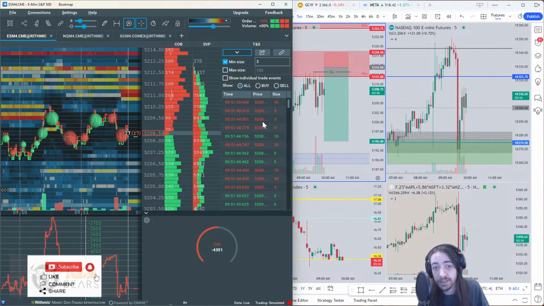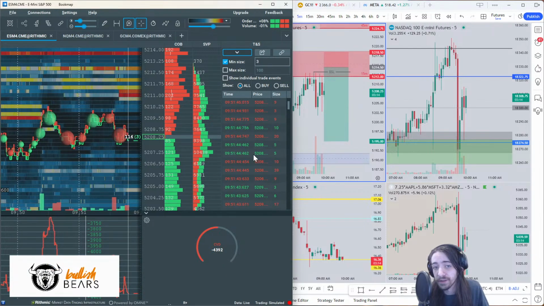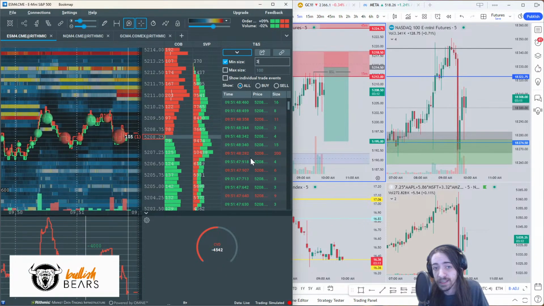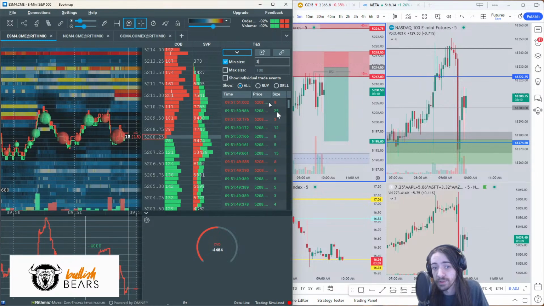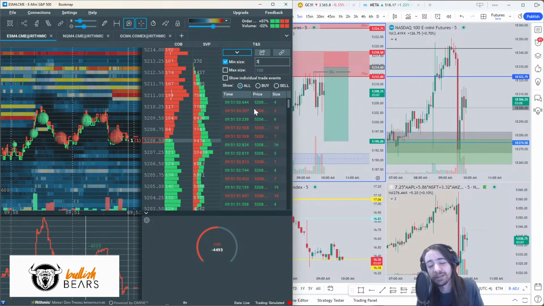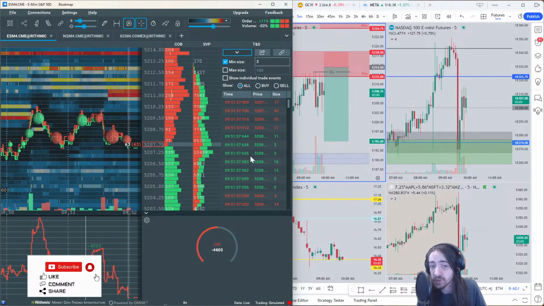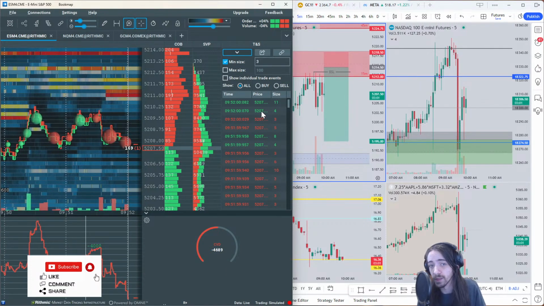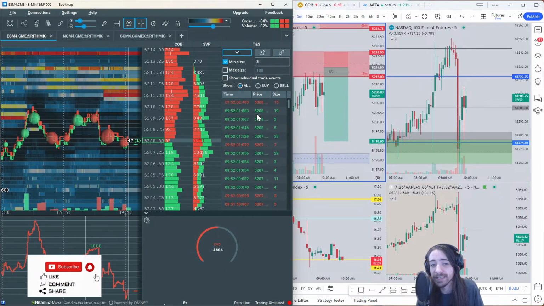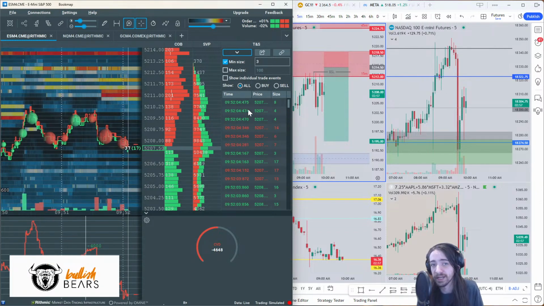It is better because when we look at the red on the time and sales, red orders are sell orders and green orders are the buy orders. Whereas when you're looking at it on Thinkorswim, green orders just mean it was above the previous transaction price, and red means it was below the previous transaction price. So there is no buy and sell on Thinkorswim's time and sales.